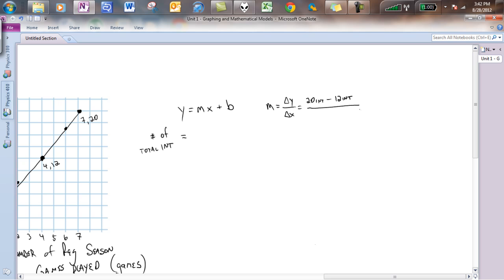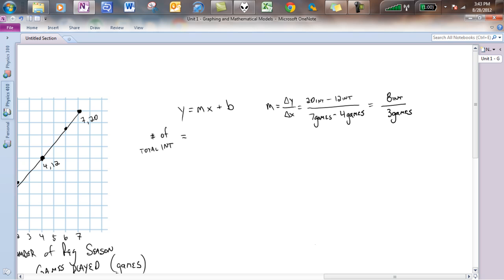Our x values, the change in x is going to be 7 games minus 4 games. And so we could do the math there. 20 minus 12 is 8 interceptions, and we have it per 3 games.